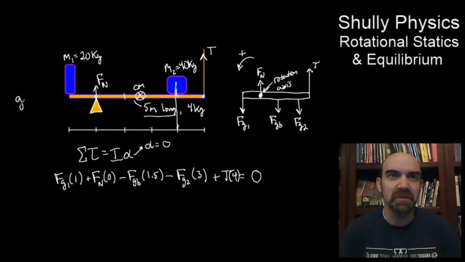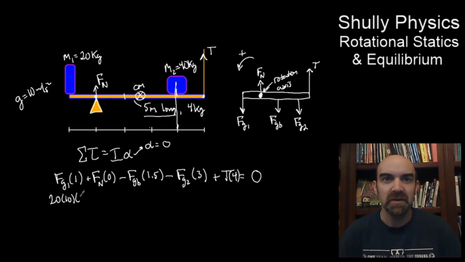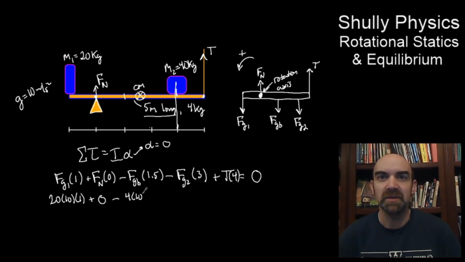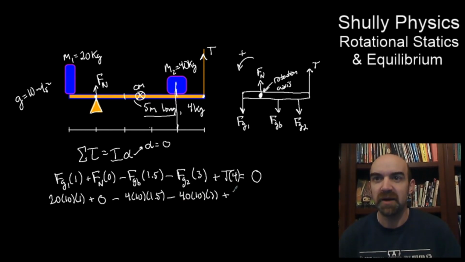So I'm just going to simplify it a little bit. We're going to use a G of 10 meters per second squared instead of 9.8, just to make this math a little bit easier. Over here, FG1 is 20 kilograms, so we're going to have 20 times 10. And I'll just put that 1 in there so we remember the torque arm. Of course, the normal force's contribution to torque is 0. And we've got the weight of the board, 4 times 10 times its torque arm of 1.5. FG2 is the 40 kilogram mass, 40 times 10 times torque arm of 3, and we've got 4 times the tension. Torque arm times the tension equals 0.